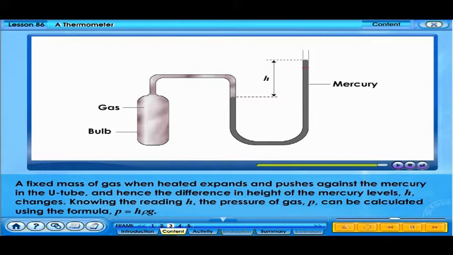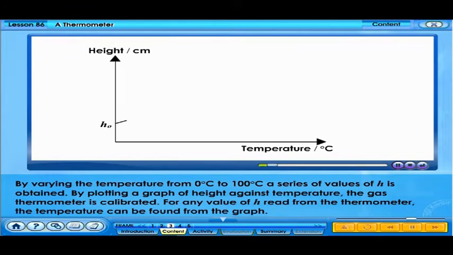Knowing the reading H, the pressure of gas, P, can be calculated using the formula P equals H rho g. By varying the temperature from 0 degrees Celsius to 100 degrees Celsius, a series of values of H is obtained. By plotting a graph of height against temperature, the gas thermometer is calibrated. For any value of H read from the thermometer, the temperature can be found from the graph.